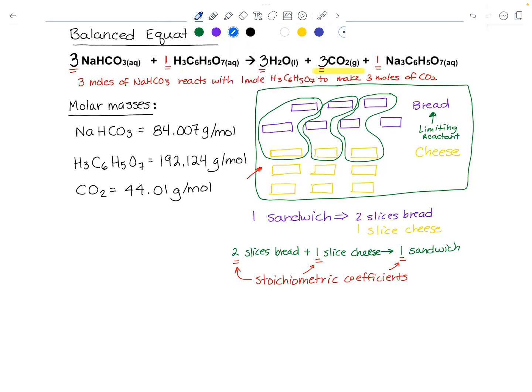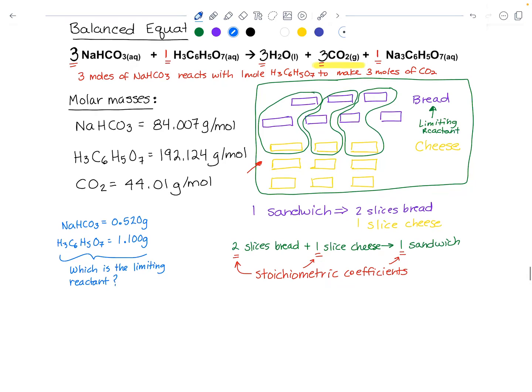All right, so let's imagine that we did an experiment where we took 0.52 grams of sodium bicarbonate and we took 1.10 grams of citric acid. And what I want to know is which is the limiting reactant. All right, so in order to make product, I have to have 3 times as many molecules of the sodium bicarbonate as I have of the citric acid.